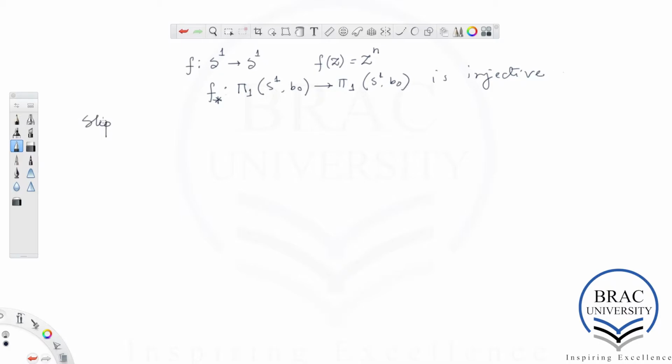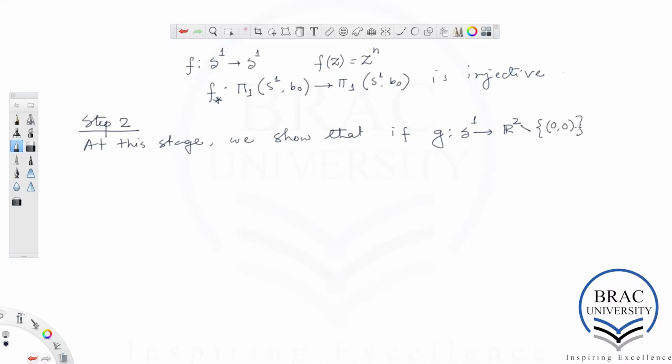Now, in this segment, we proceed with the second step of the proof of the fundamental theorem of algebra. At this stage, we first show that if G from the unit circle to the punctured plane is the map given by G of z is equal to z to the n, although they appear to be the same, f and g are not the same function, because f is a map from the unit circle to itself, whereas g is a map from the unit circle to the punctured plane. Okay, and we see how they are related.